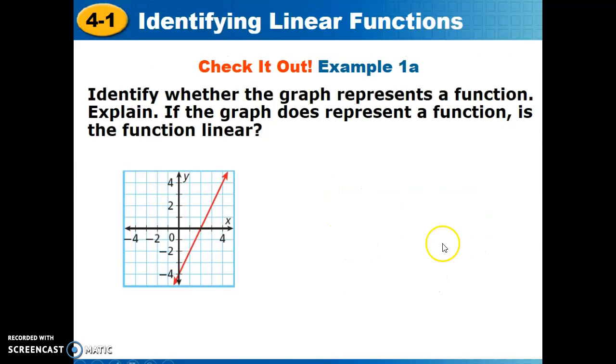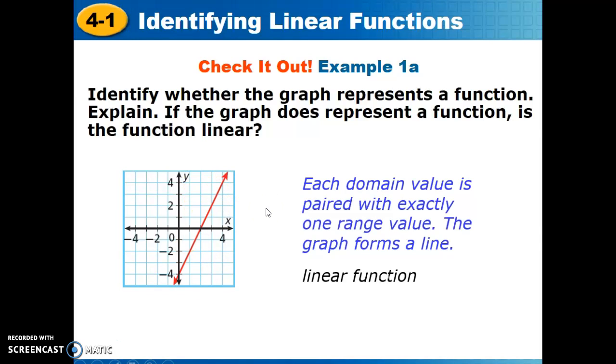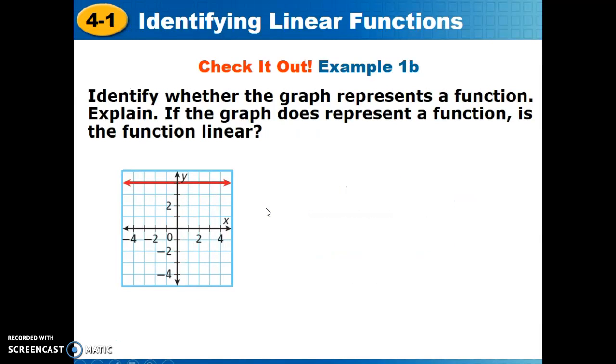Is this a function? Is it linear? Again, we're starting to see the pattern. Each x value has only one y value. It's not straight up and down, and it is a line. Therefore, it's a linear function.